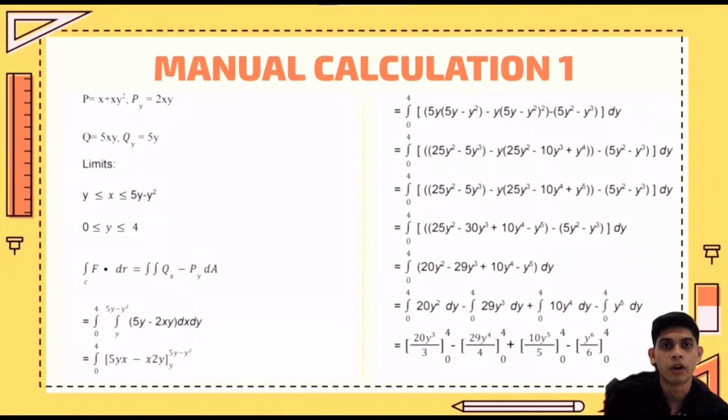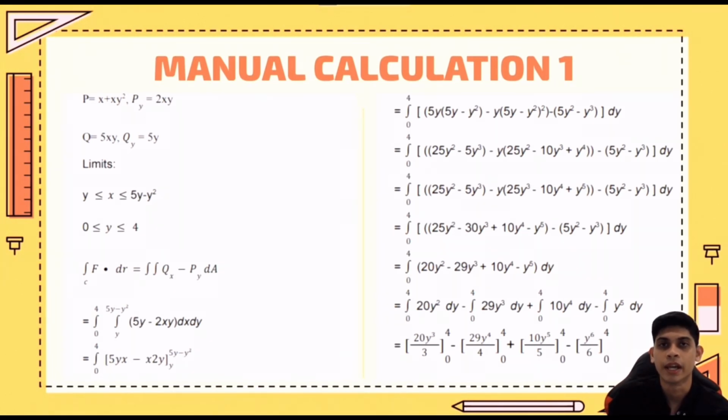P and Q are from the vector field, so based on question 1, P is x plus xy squared and Q is 5xy. To find Py, we differentiate P with respect to y, which is 2xy. To find Qx, we differentiate Q with respect to x, which is 5y. Then we substitute Qx and Py into the formula of Green's theorem.